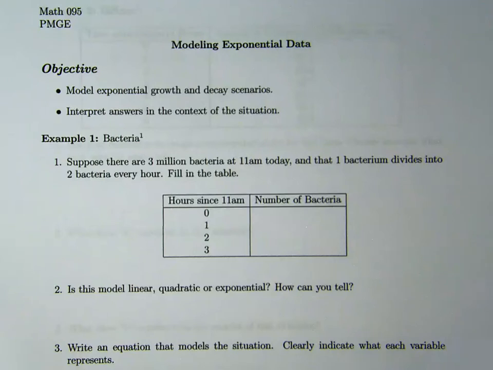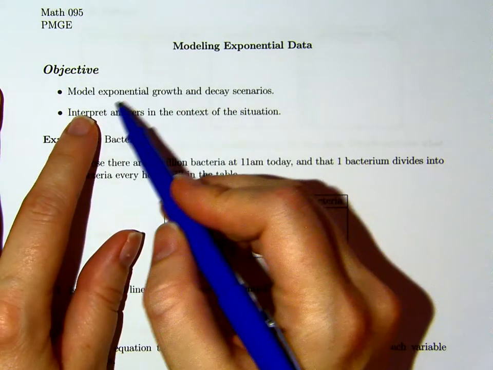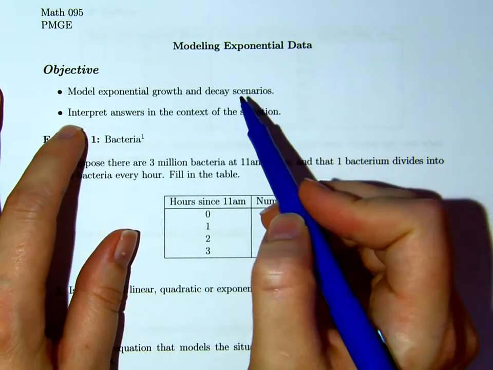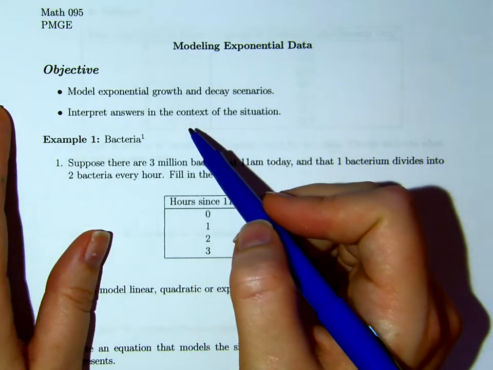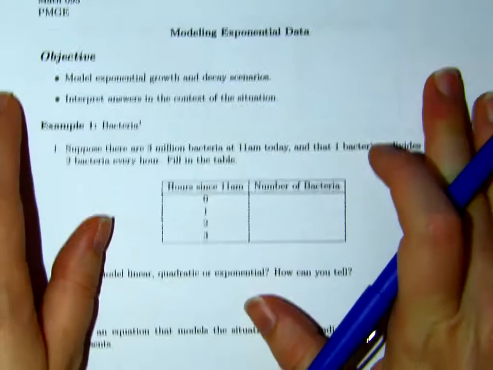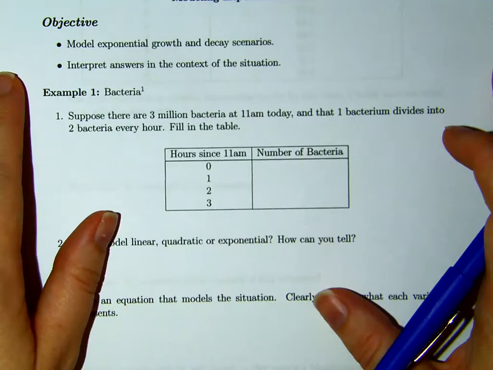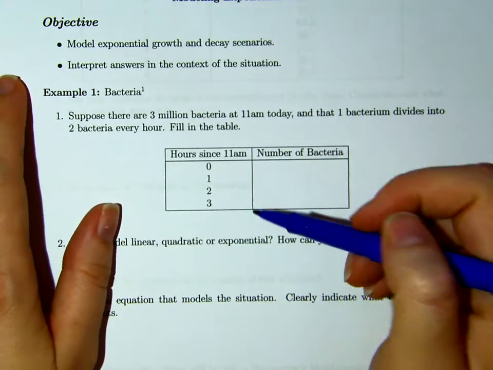Graphing was in section 4.6, but so is modeling exponential data. So let's do that. We're going to model growth and decay scenarios, and of course we're going to interpret our answers because that's what we do. Bacteria. All right, lots of growth.